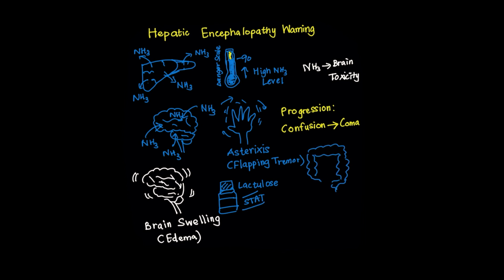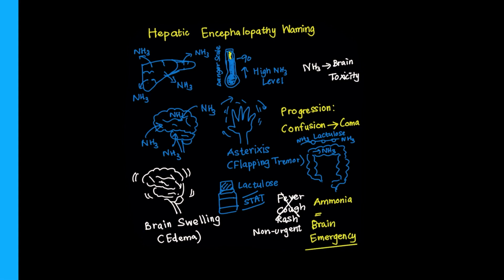Clay-coloured stools and dark urine indicate bile flow problems but aren't immediately life-threatening. Elevated bilirubin causes jaundice, but doesn't directly affect brain function like ammonia does. Only elevated ammonia threatens immediate neurological deterioration.